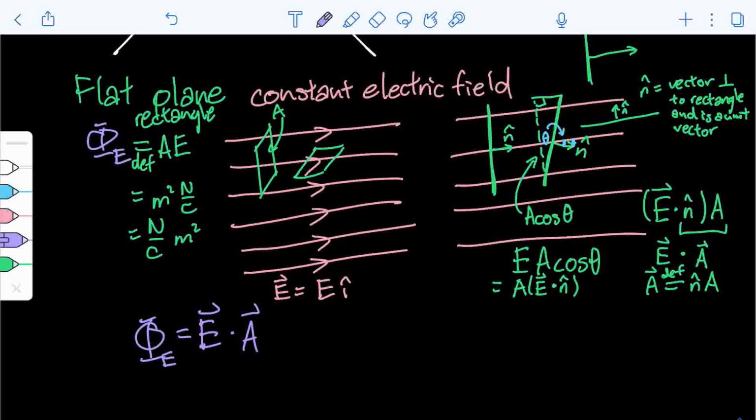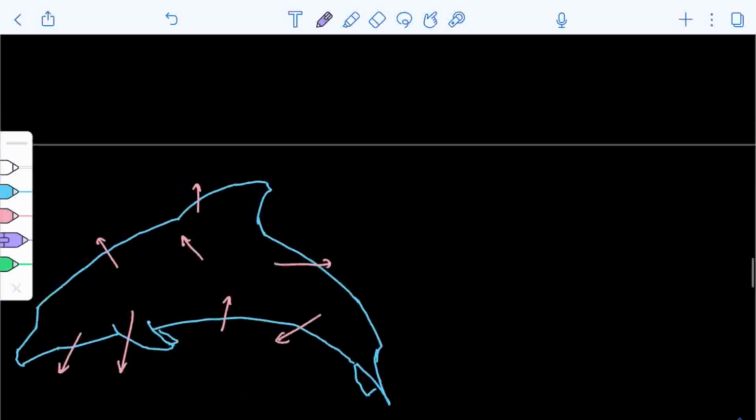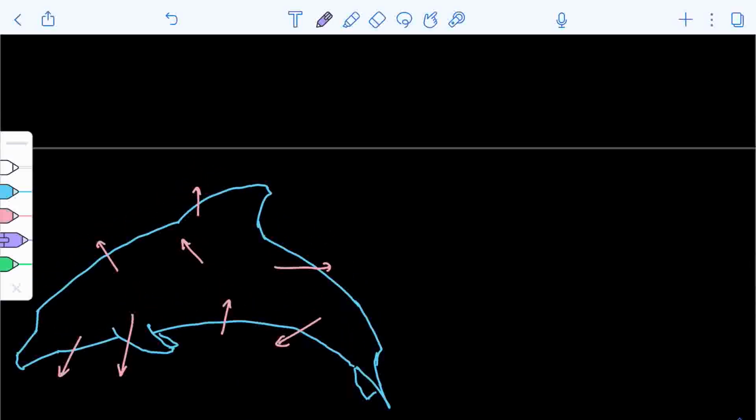So how do you deal with more complicated situations? How do you deal with weird blobs and shapes? Like, let's say we have a dolphin. Let's say we have a dolphin as our surface, and we want to figure out what is the electric flux going out of the dolphin. And we have that the electric field is different for every single point on the dolphin. So how do we find the electric flux in a situation like this?